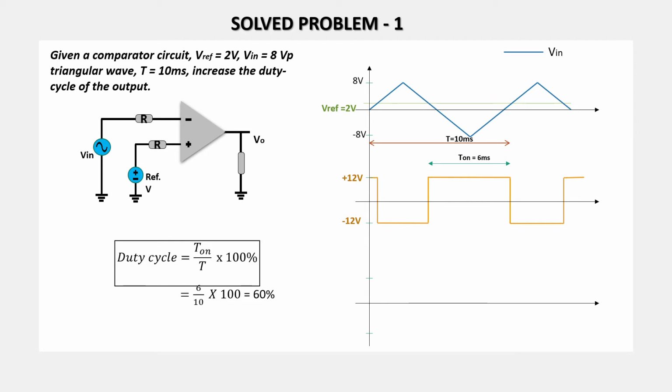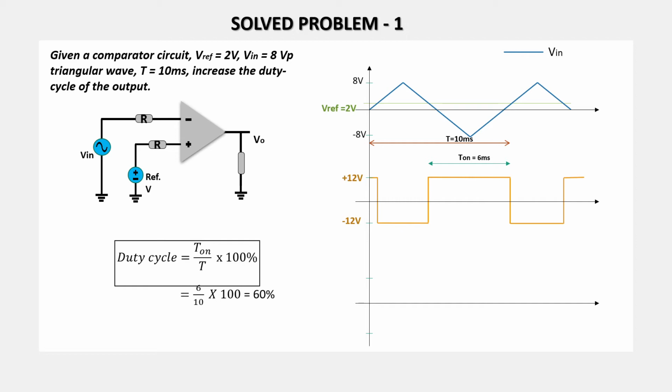We are asked to increase the duty cycle. So what do we need to do now? Which parameter is determining the duty cycle? If you were listening carefully, you would have noticed that the perpendicular lines which we have drawn determine the on time. These perpendicular lines are dependent on the intersection points of the input voltage and the V reference voltage. So V reference is the determining parameter which determines the T on time. So this is an inverting comparator. If we just increase the V reference, we can increase the duty cycle.